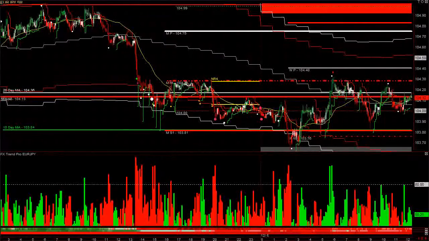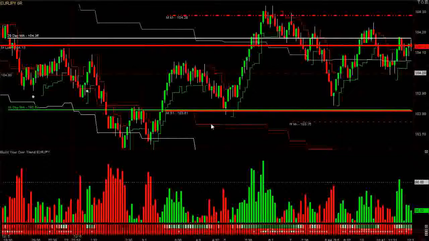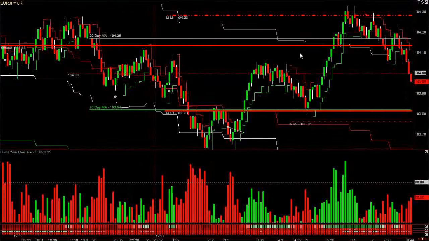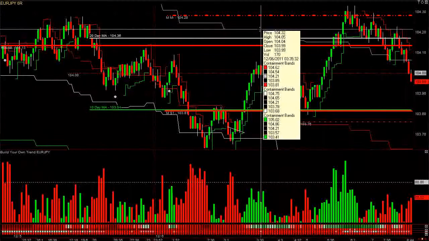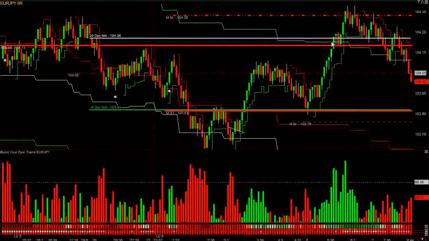And so you typically are going to want to use a range chart, which I happen to have up. Here's the euro yen 6 pips per bar chart. If you get a little double bottom pattern right there, usually you're going to get a reversal. And most of the time when prices reverse at and below the lower containment band, they will work their way up to the hourly moving average. This is a decent profit target, right? It starts off at 104.22, and over time it kind of falls to 104.15.